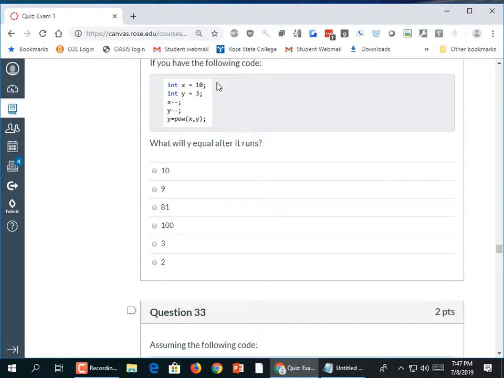Alrighty. I think I had a few too many of these. 10 and 3. X minus minus. 10 becomes 9. Y is equal to 3. Y minus minus. Y becomes 2. 9 to the power of 2 is 81.